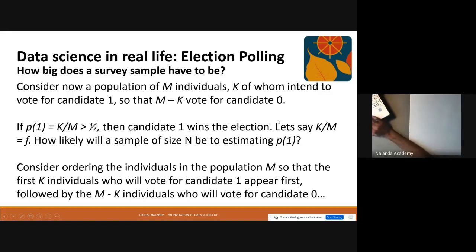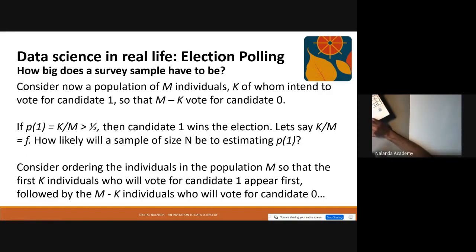But let's say we don't know whether this is a half. We just say that k over m is some fraction. It could be a half, it could be a third. If it's less than half, the candidate loses. If it's more than half, the candidate wins. What we're trying to do is estimate, by asking some finite number n, where n is much less than m, of people, how accurate a sample of size n will be in estimating this actual number that exists. So obviously, if you ask everybody, you would get the right answer.